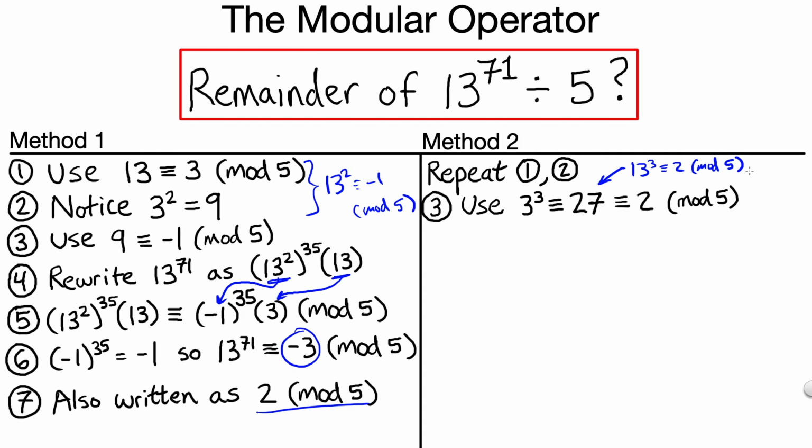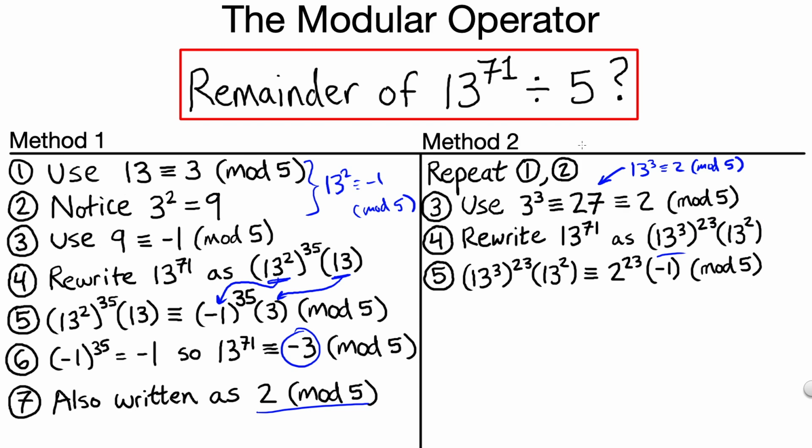We will use that in the same way. Rewrite the power of 71 as 13 cubed to the power of 23 times another power of 2. Next, we use the fact from up here to rewrite 13 cubed as just 2 modulo 5 and 13 squared as negative 1. Another intermediate step is to use 2 to the 4th, which is 16. We can separate 16 into 15 plus 1, and therefore 16 is equivalent to 1 modulo 5.